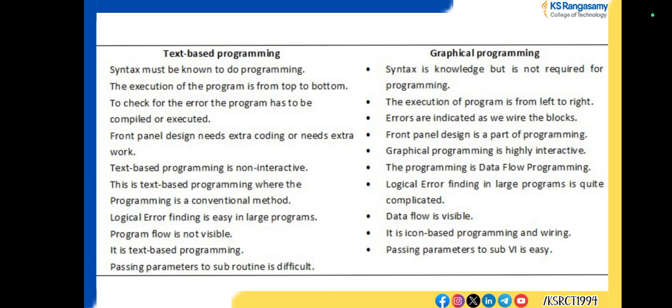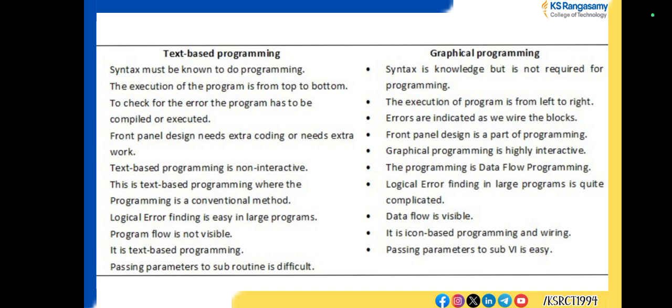So logical error finding is easy in conventional programming, because when you compile, we can easily identify the logical variations. But in graphical programming, logical error finding is quite complicated. In text based programming, the program flow is not visible, but in graphical programming we can easily view where the data is, how the data is moved, and when the data is moved.